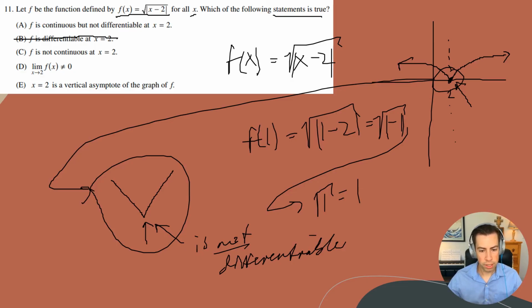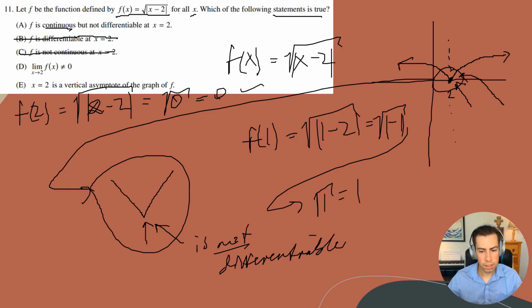Now the question is, is it continuous? If we see here, at x equals 2, 2 is included in the domain. So if I do f of 2, I get the absolute value of the square root of 2 minus 2. It is going to be the square root of 0, which is just 0, which is in fact valid. So it is going to be continuous. Anything that says it's not continuous, we can get rid of.